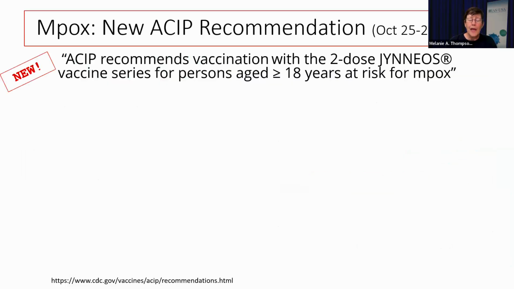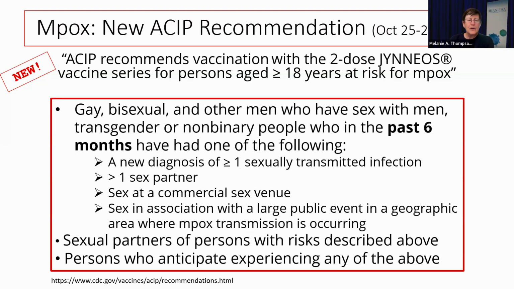And it's really important that we encourage people to get both doses of the vaccine. Our rates for that second dose are really not very high. We really need to do much better. So these are brand new ACIP recommendations from the last week in October, recommending the 2-dose Jynneos vaccine series for persons at risk. And next, here are how persons at risk are defined.